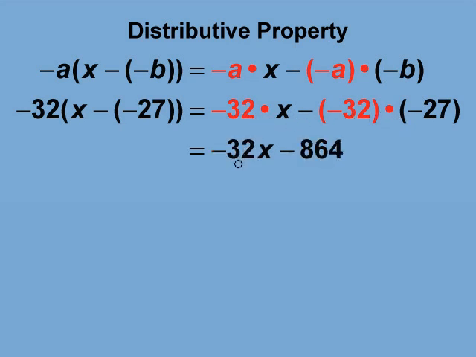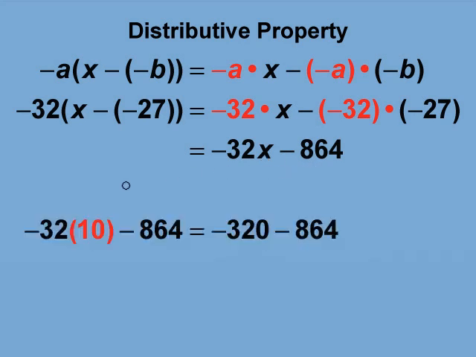The x term gets a negative coefficient, and the second term has two negative signs, along with the subtraction symbol, which results in subtraction. We get -32x minus 864. We evaluate this expression for x equals 10, as shown here. We get -320 minus 864, or negative 1184.